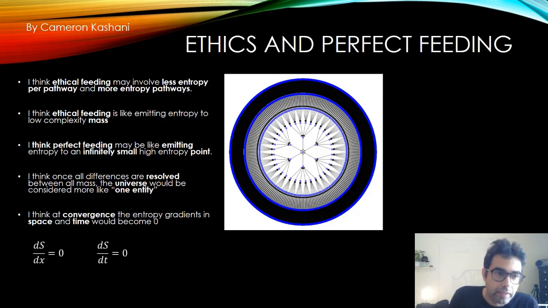So ethics and perfect feeding. I think ethical feeding may involve less entropy per pathway and more entropy pathways. I think ethical feeding is like emitting entropy to low complexity mass. I think perfect feeding may be like emitting entropy to an infinitely small high entropy point. I think at a convergence, the entropy gradients in space and time would become zero. I think that once all differences are resolved, the universe would be considered more like one entity.